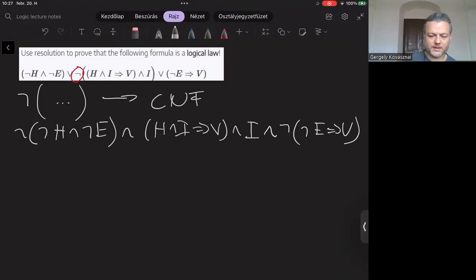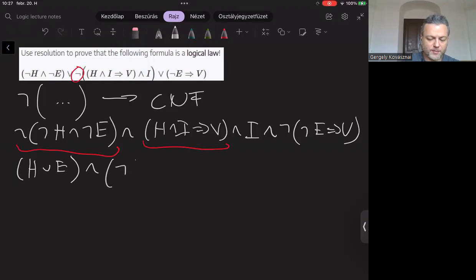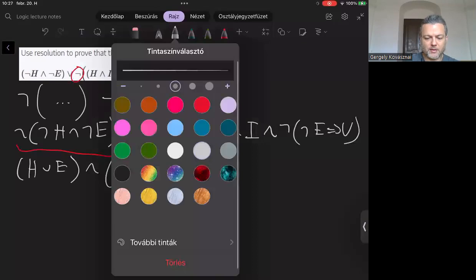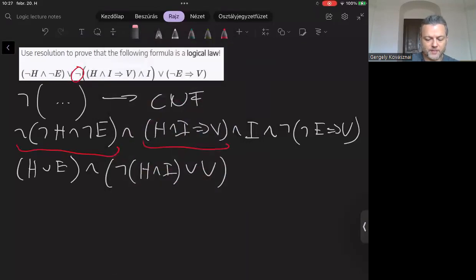Okay, so what's the next step? We can apply the De Morgan laws to this part of the formula. This one turns into H or E. Then let's eliminate this implication. Of course, this means that the first operand of this implication is negated, and immediately let's apply the De Morgan law to this part here. So this is going to be not H or not I.